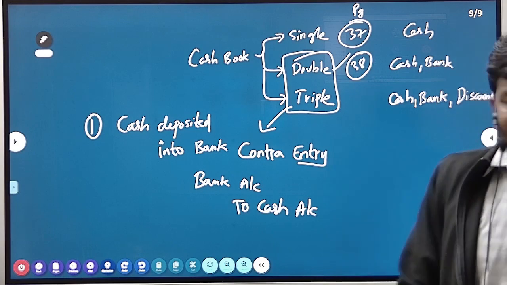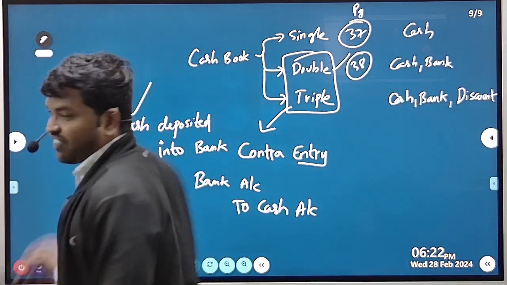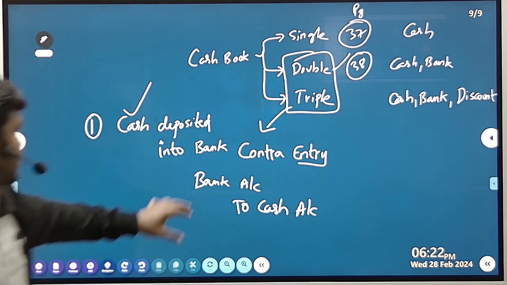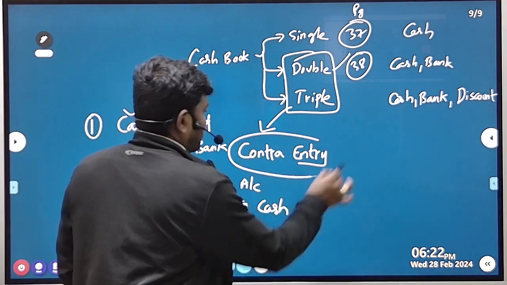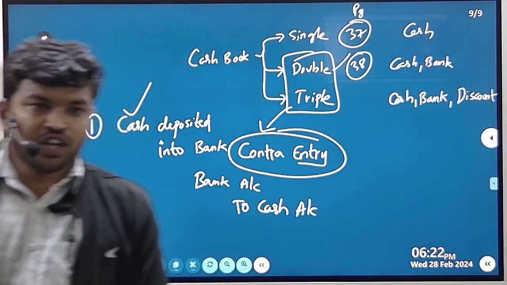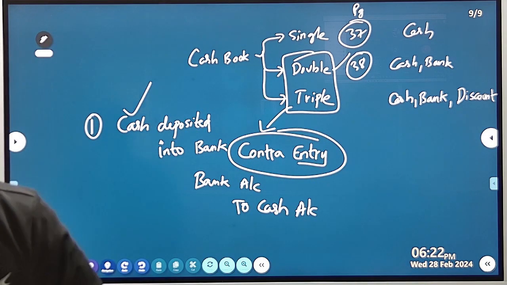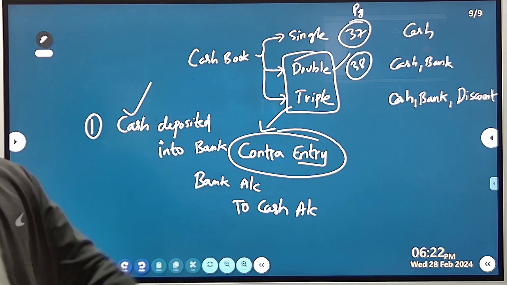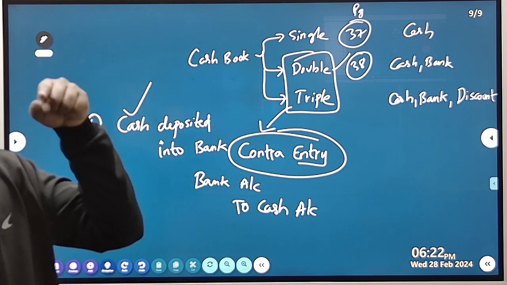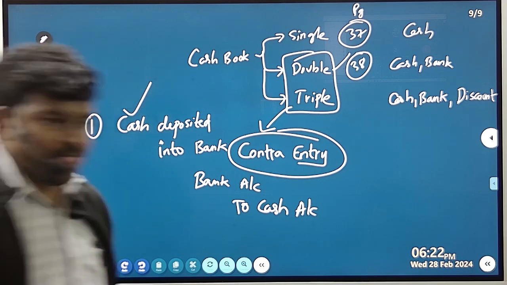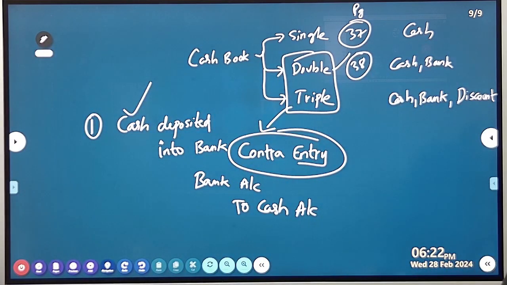Understanding? So whenever a single transaction is affecting the same account, not multiple accounts, only a single account is getting affected, such entries are called contra entries. What is this? Contra. Both the postings happen in the same ledger account. Understanding? When both the postings are happening in a single ledger account, it is called a contra entry.